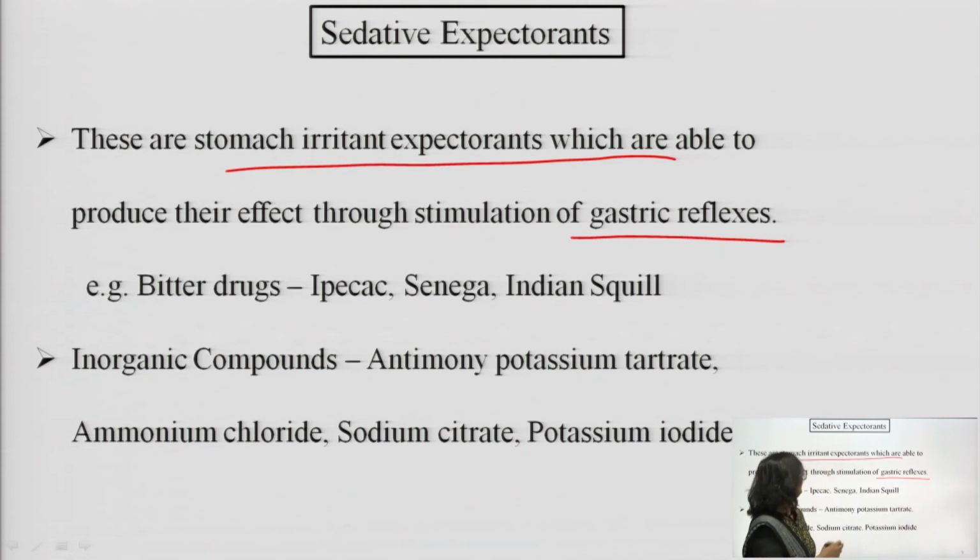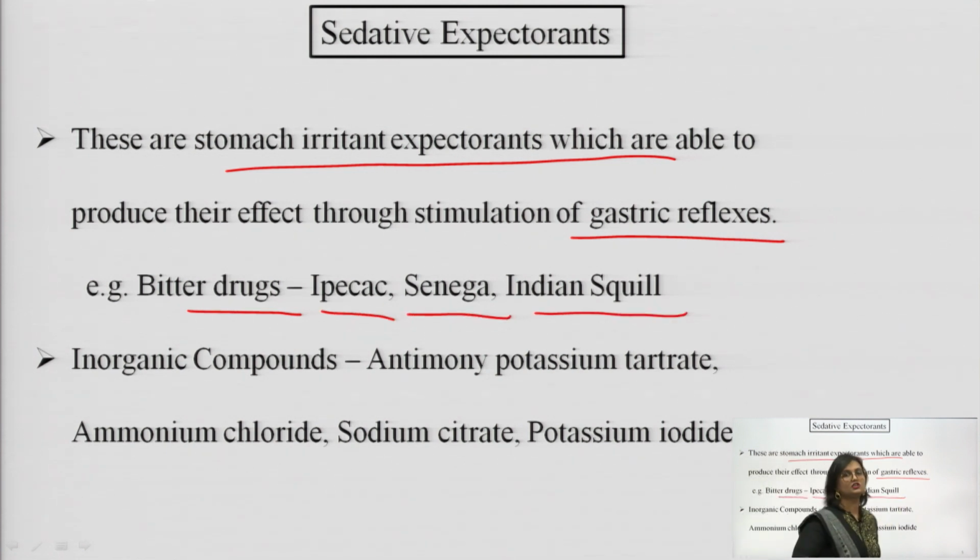For example, bitter drugs like Ipecac, Senega, Indian squill. These are a few examples of sedative expectorants. Where do these sedative expectorants work? What is the site of action for the sedative expectorants? Well, the sedative expectorants are stomach irritants. They produce their effect through stimulation of gastric reflexes.